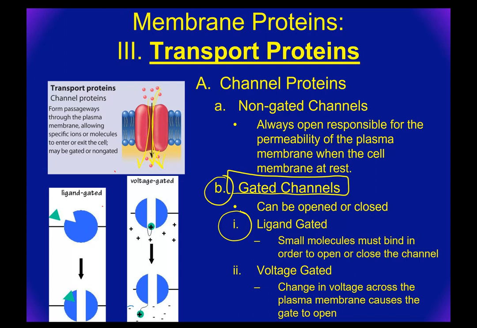However, if the charge inside of my cell changes, so again, I've got a positive on that ball and chain, right? If it becomes negative inside of my cell, that positive ball is going to move to get to the negatives. When it does that, it opens the door. So we call it voltage gated because literally that change from positive to negative inside the cell, that change in voltage, is what causes the door to open. It causes the gate to open.